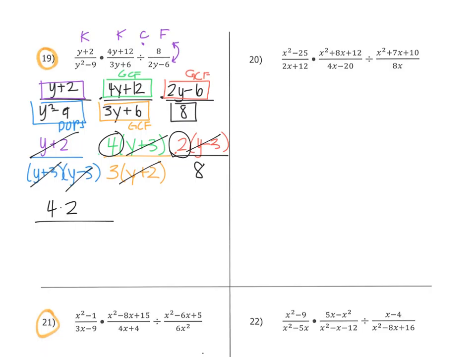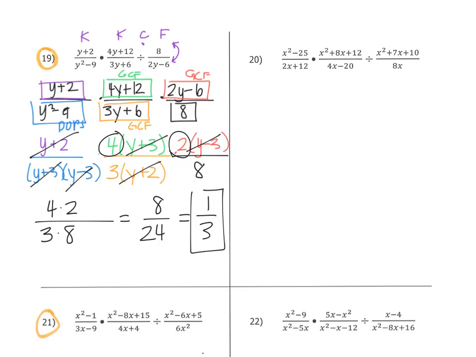So 4 times 2 on top. On the bottom, we have a 3 times 8. 4 times 2 gives me 8. 3 times 8 gives me 24. But this can be reduced. So we're going to reduce it to a 1/3. Box it in, and you're good to go.